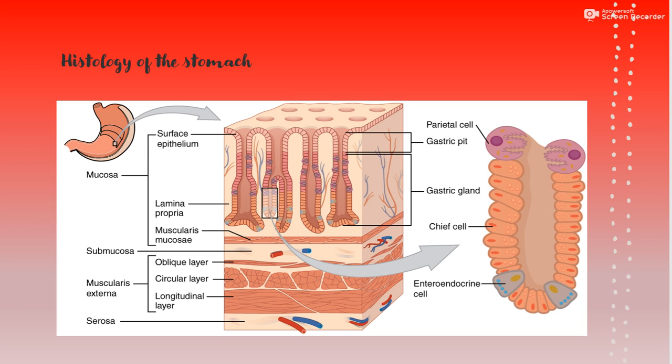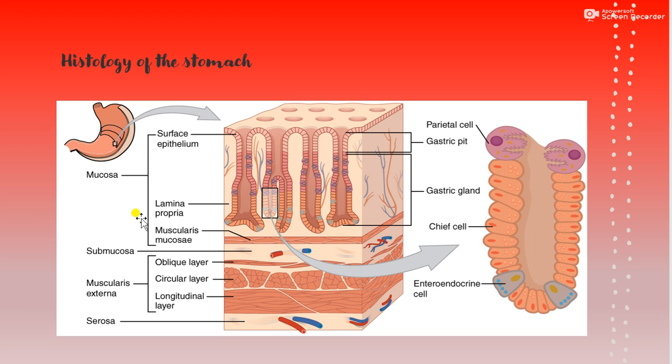Now we see the histology of the stomach. The wall of the stomach is made of the same four layers as most of the rest of the alimentary canal, but with adaptation to the mucosa and muscularis for the unique function of the organ.